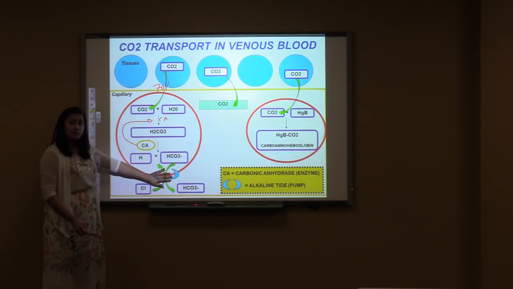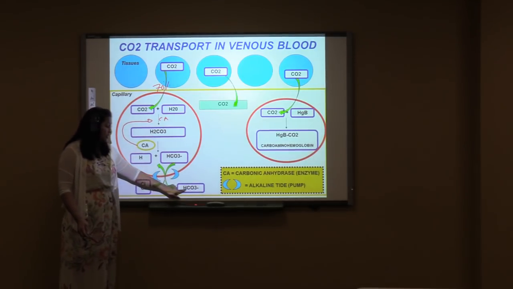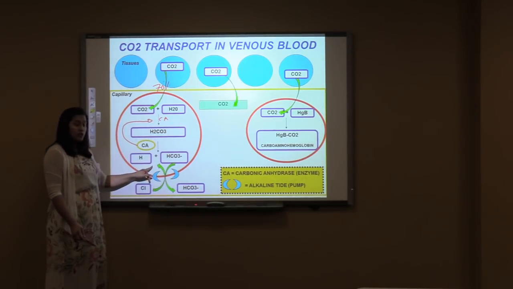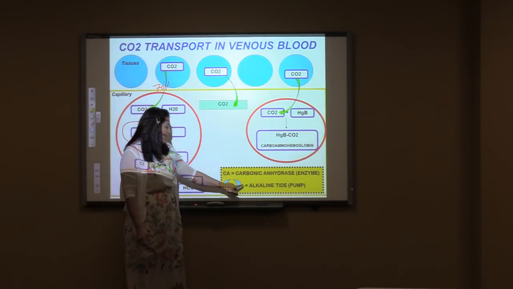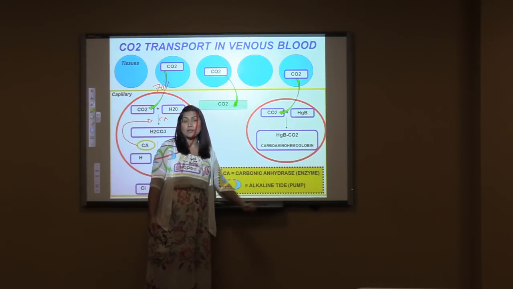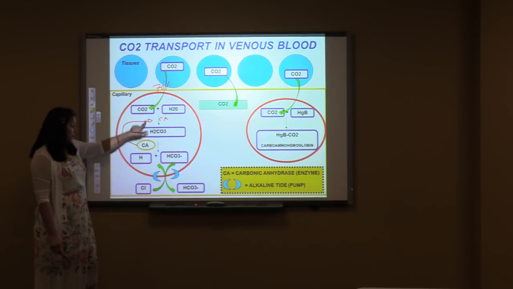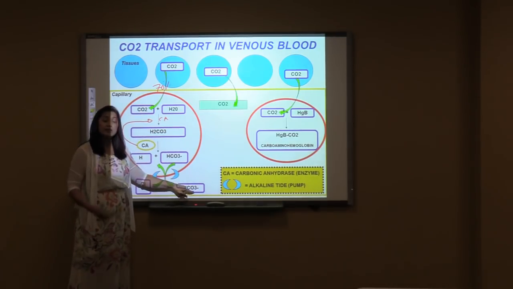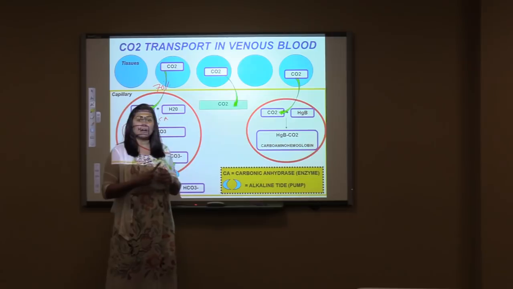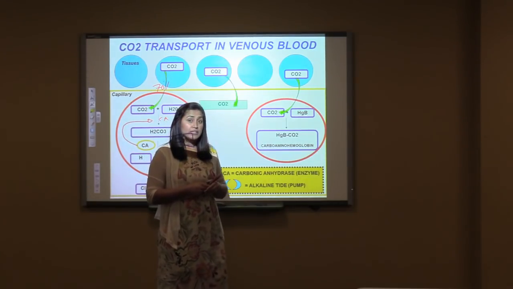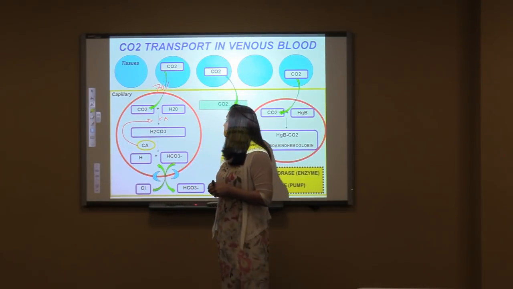So what is this transport protein called that allows bicarbonate to leave, and in exchange chloride to come in? The name of that transport system is alkaline tide or alkaline pump. So this 70% of CO2 that came in actually became bicarbonate. This is why we say 70% of the CO2 is transported in venous blood as bicarbonate.